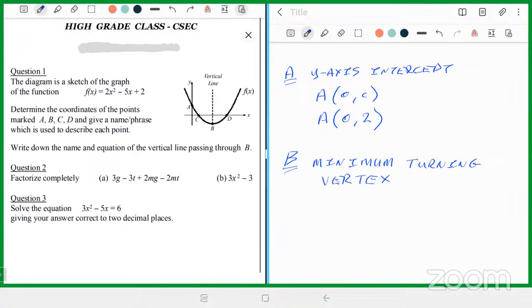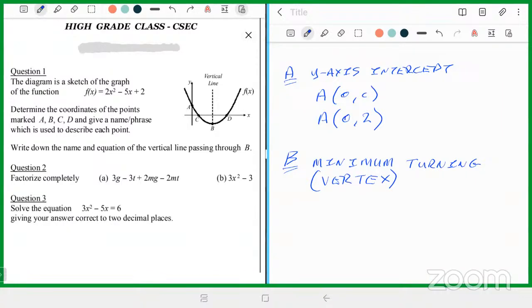And whether it's a maximum or minimum, it's called a vertex. But when it's a minimum, it's called a minimum turning point, or maximum turning point. When you do maths at a higher level, they may also call it a stationary point. But for now, we're just going to call it a minimum turning point, which is a vertex. But they also want the coordinates.